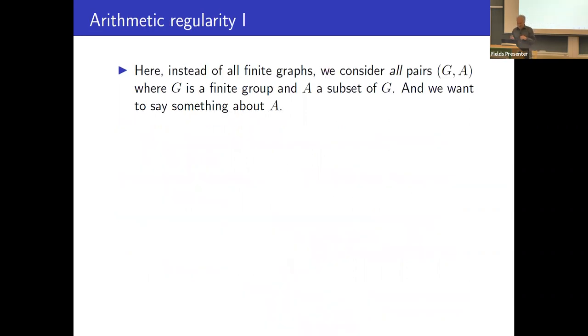Okay, arithmetic regularity. The first regime is graph regularity. Second regime, arithmetic regularity. So here, instead of all finite graphs, we're interested in all pairs (G, A), where G is an arbitrary finite group and A is an arbitrary finite subset. Subset of a finite set is finite, an arbitrary subset. I just want to say something about A, okay?